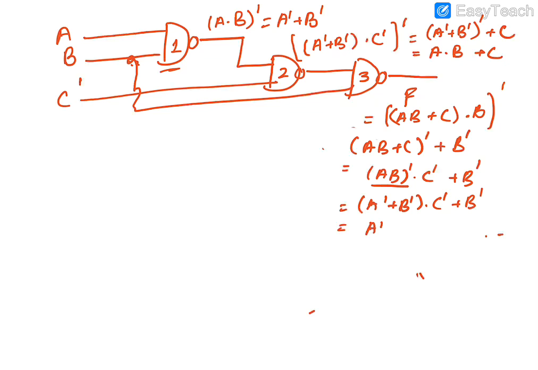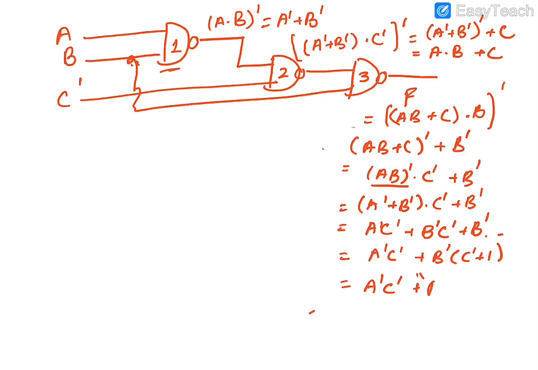Using the distributive law, A prime C prime plus B prime C prime plus B prime. You can see you can take B prime common here. So this will be C prime plus 1, plus B prime. So this is the final expression for the function F.